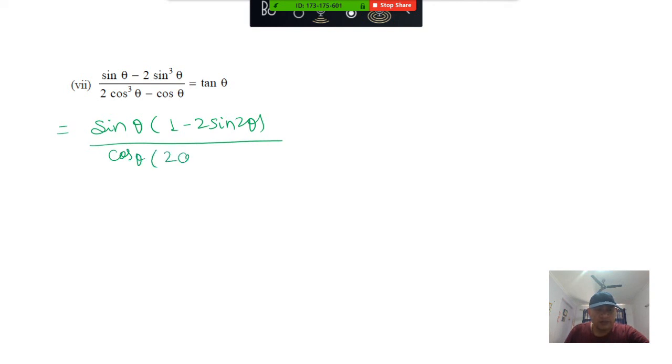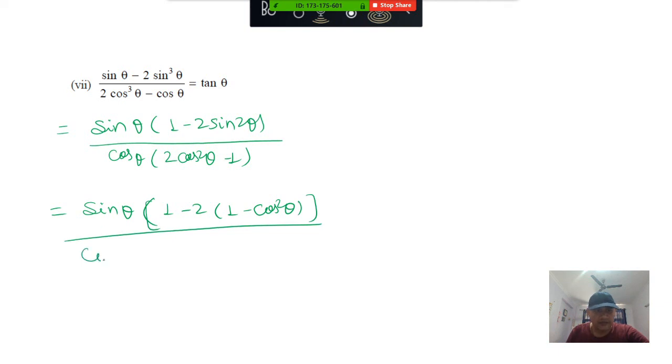2 cos square theta minus 1. So we know that sin square theta plus cos square theta is equal to 1. So we will use that formula as 1 minus 2, and sin square theta is 1 minus cos square theta. Exactly, that's what we are having. And then the denominator we are having as cos theta, 2 cos square theta minus 1. Clear? That's great. We are going to be geniuses now.